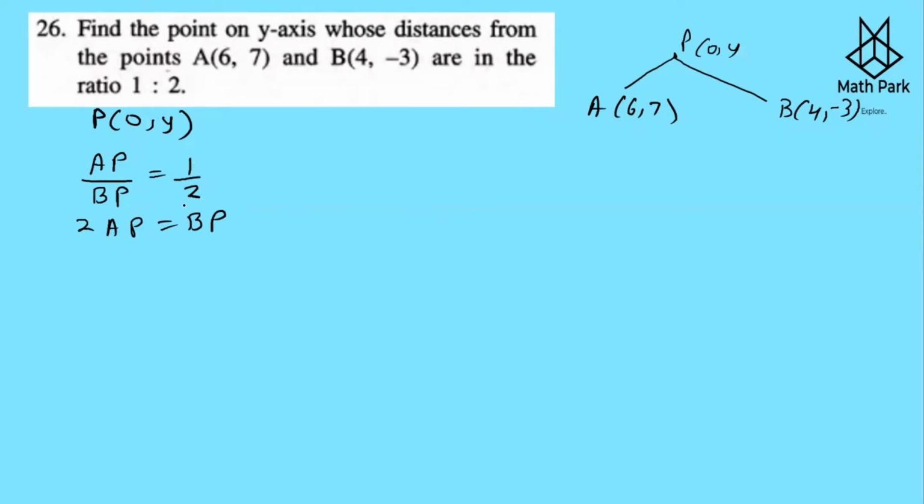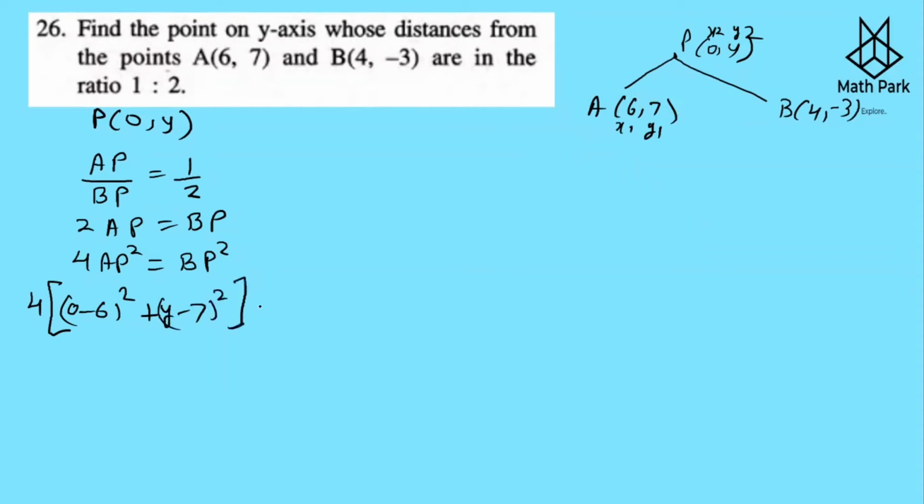Since the distance is to be calculated, let us square both sides. If I square both sides, I get 4 AP square is equal to BP square. Now I'm going to use the distance formula for AP and BP. When I'm using AP, I'm going to use this as x1, y1 and this as x2, y2. So 4 AP square, (0 minus 6) the whole square, I'll put this in a bracket because 4 is multiplied by AP square, plus (y minus 7) the whole square.